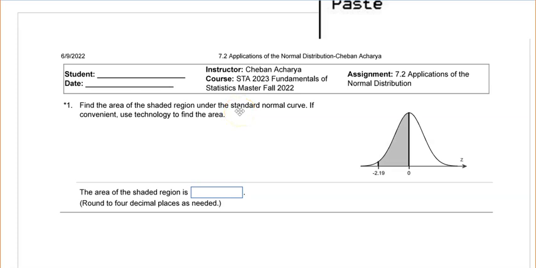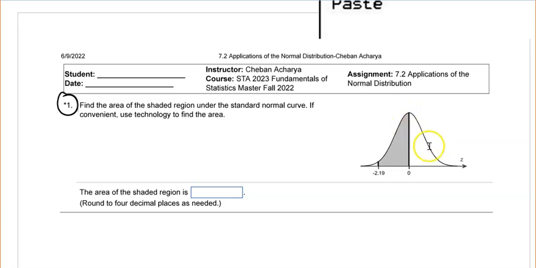Acharya here. In this video, I'll do the homework from section 7.2, the application of the normal distribution. Question number 1, find the area of the said region under the standard normal curve.